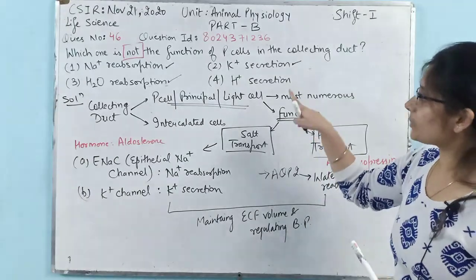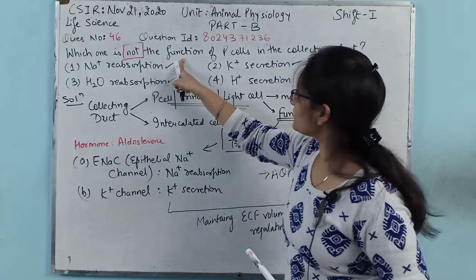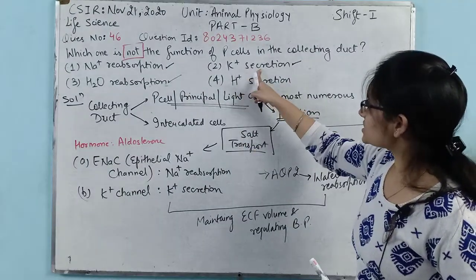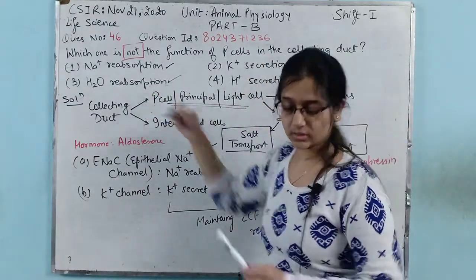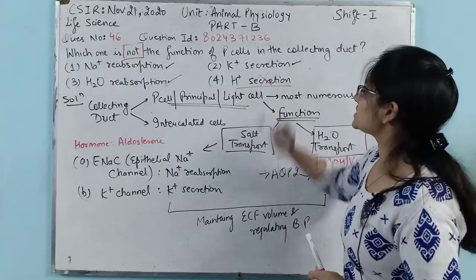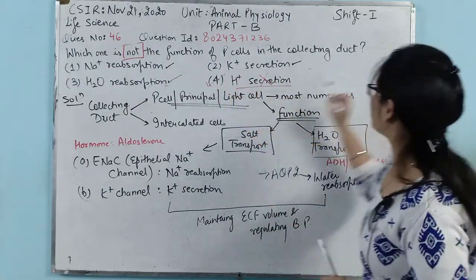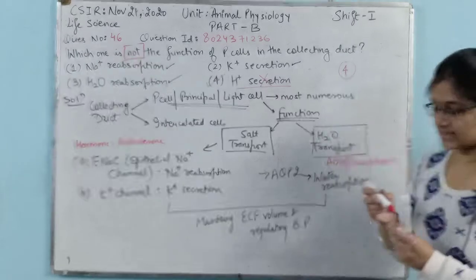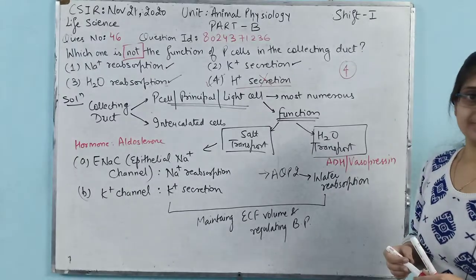So amongst the given options, sodium reabsorption, K positive secretion and water reabsorption are functions of the P cell, but they are not involved in H positive secretion. Hence option 4 is our right answer for this question.